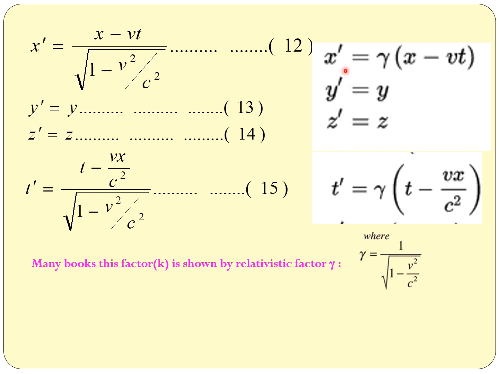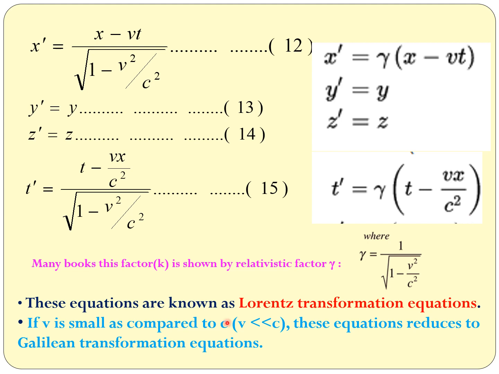And for remembering, we can just write x prime equal to gamma into x minus bt, y prime is y, z prime is z, t prime equal to t minus bx by c square into gamma. So these are the Lorentz transformation equations. And for small velocities, if b is much less than c, then this b square by c square term is negligible, and then these equations reduce to the Galilean transformation equations.